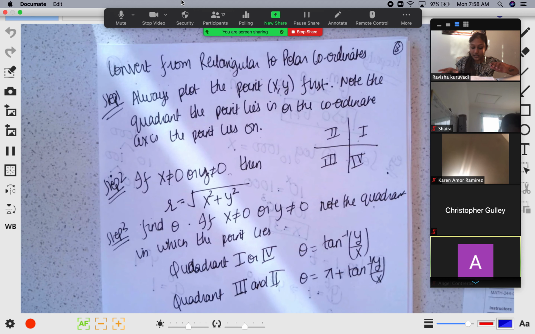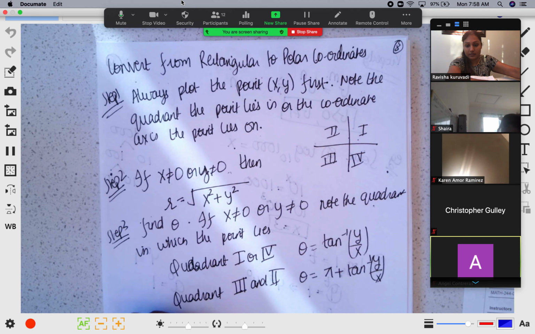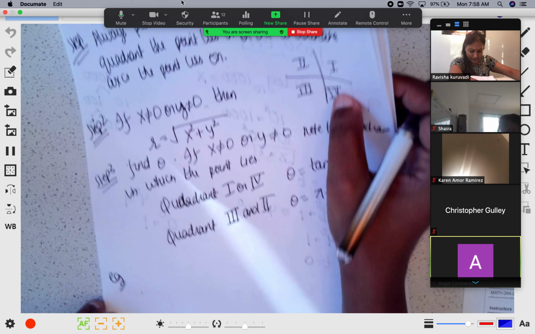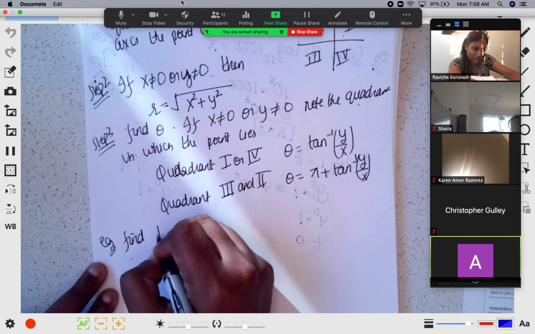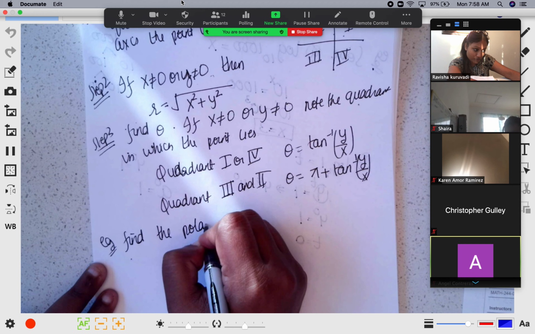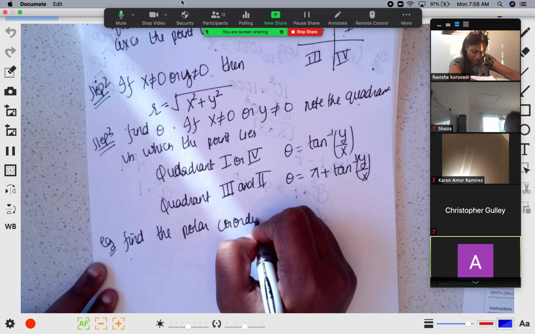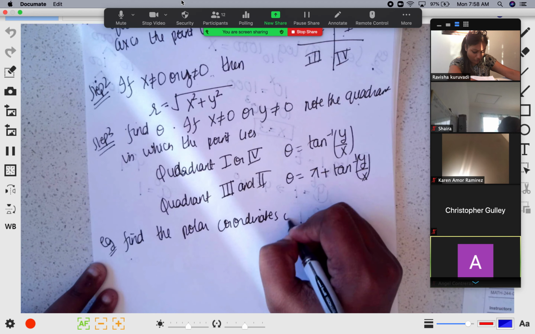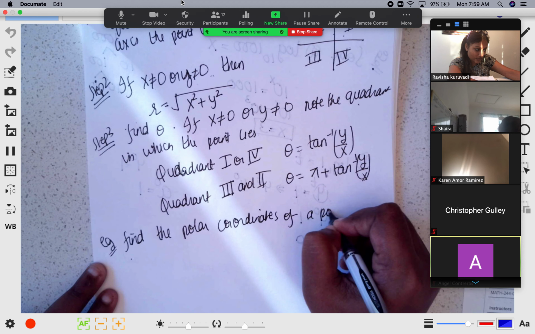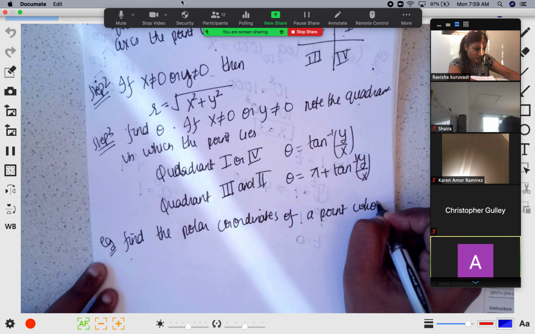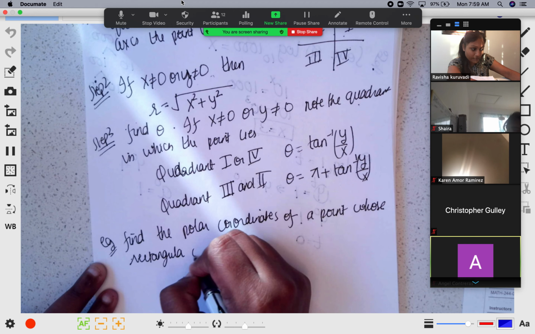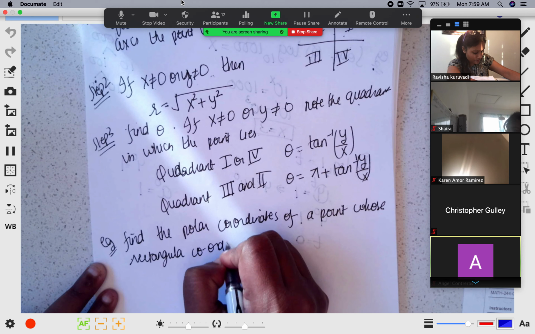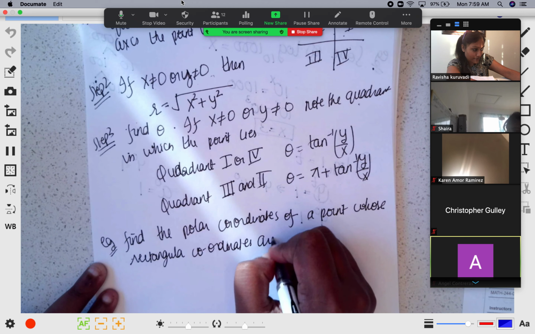Example, let's do an example here. Find the polar coordinates of a point whose rectangular coordinates are 2 and -2.